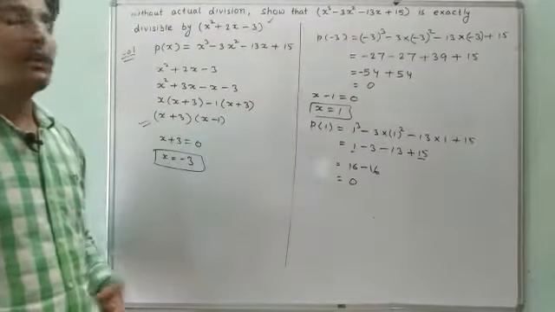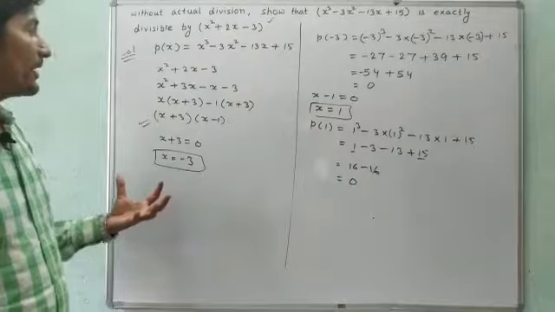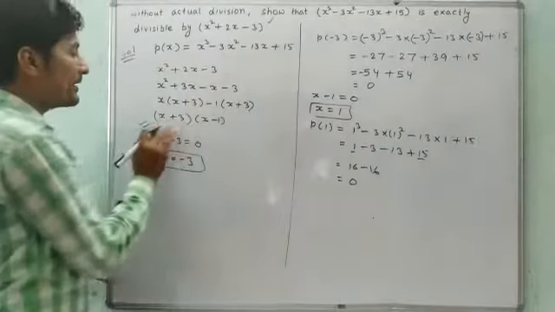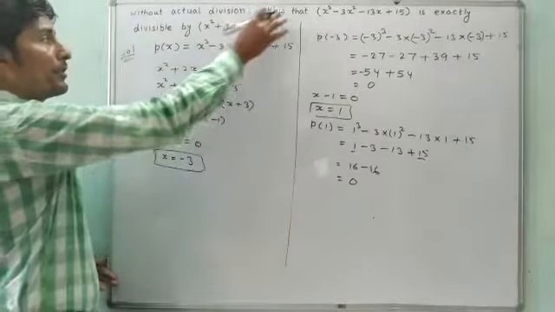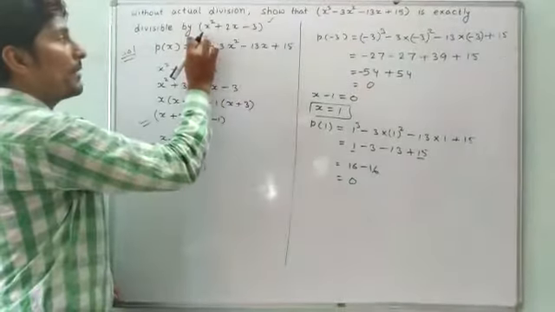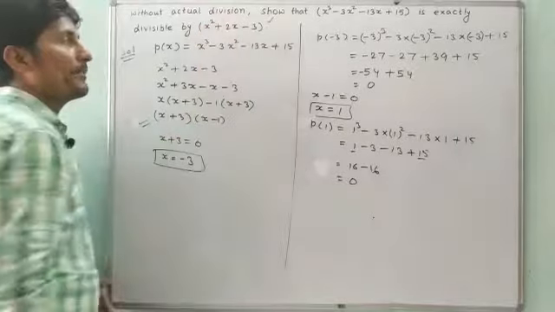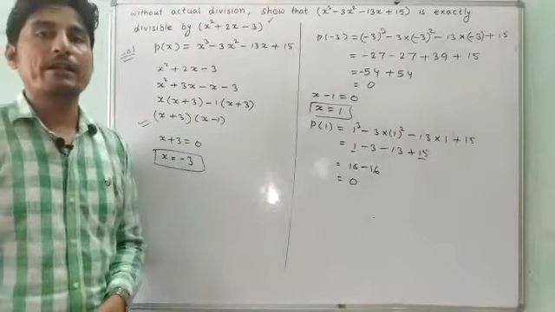In both the cases we are getting 0 as a remainder. Hence we can say that polynomial p(x) is divisible by x plus 3 and x minus 1. Hence this polynomial p(x) is also divisible by x squared plus 2x minus 3. So it is verified.